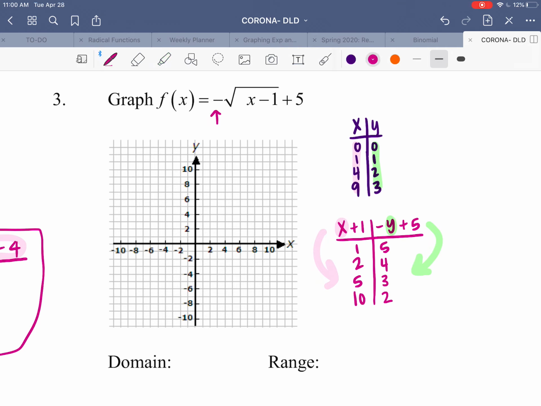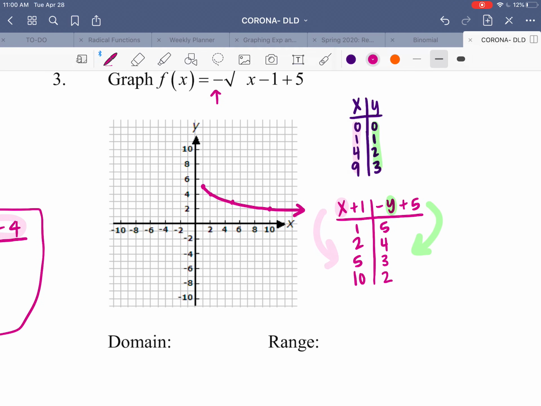Okay, so at this point, go ahead and plot your points. 1, 5, 2, 4, 5, 3, and 10, 2. Okay, so this one is reflected because of the negative, and you can tell that when you plot these points. So we're starting here, and we're going this way.